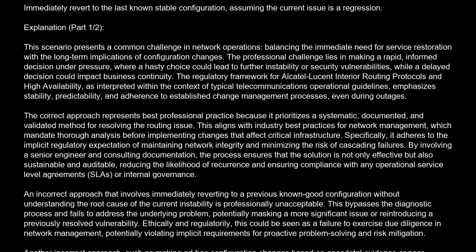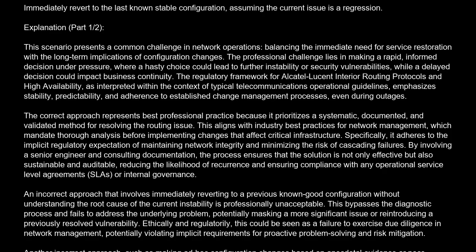The correct answer is C. Immediately revert to the last known stable configuration, assuming the current issue is a regression. Explanation. This scenario presents a common challenge in network operations, balancing the immediate need for service restoration with the long-term implications of configuration changes. The professional challenge lies in making a rapid, informed decision under pressure, where a hasty choice could lead to further instability or security vulnerabilities, while a delayed decision could impact business continuity.